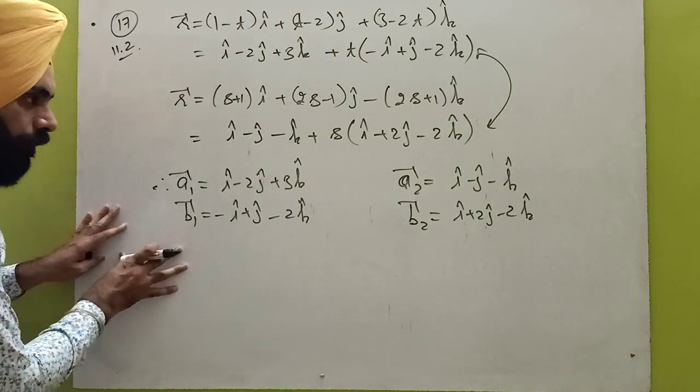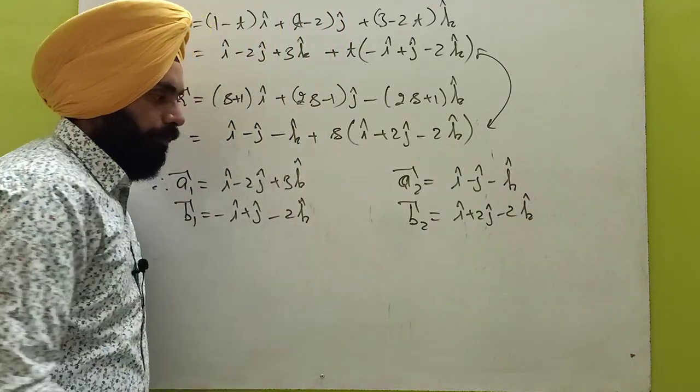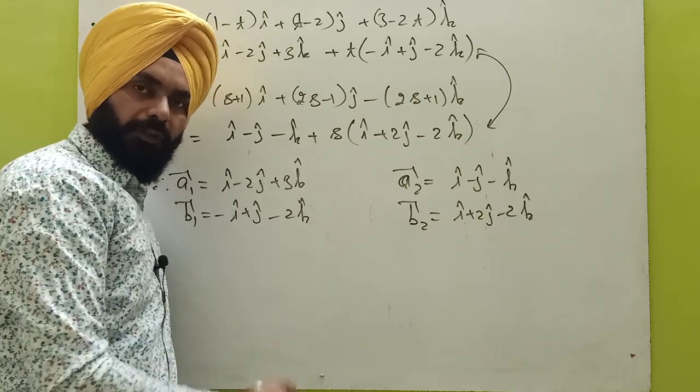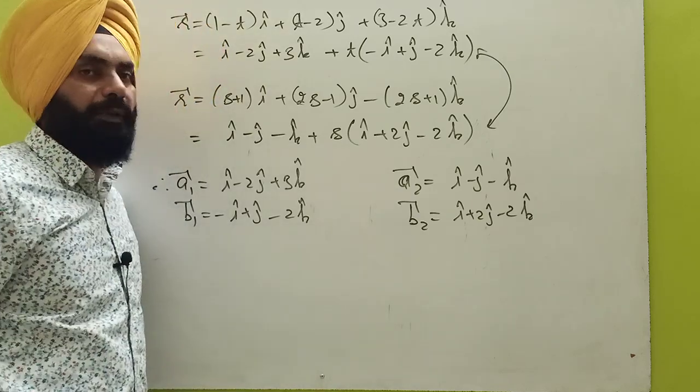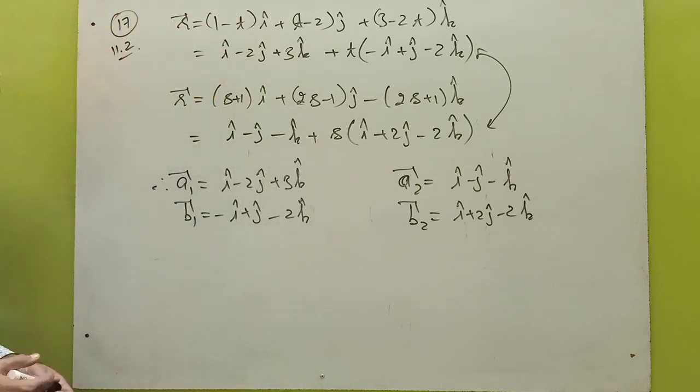So after this, you can easily apply the formula (A2 minus A1) dot (B1 cross B2) divided by the magnitude of B1 cross B2 and find the shortest distance.